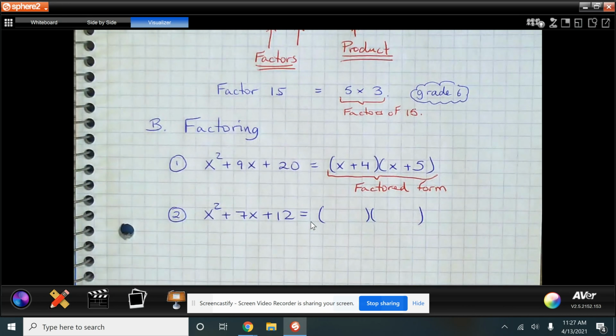All right. Second one is x squared plus 7x plus 12. What would that look like in factored form? Let's see if anyone can get it this time.